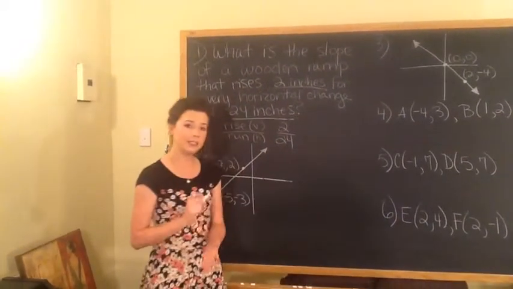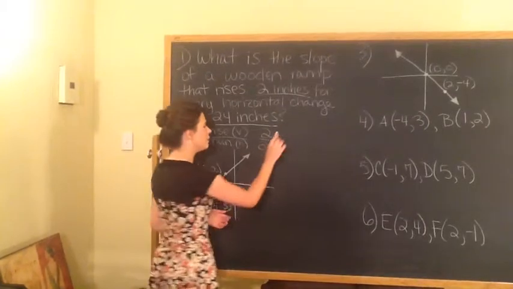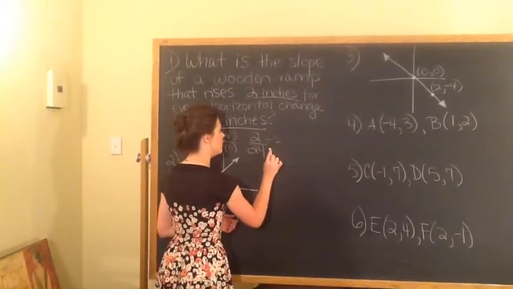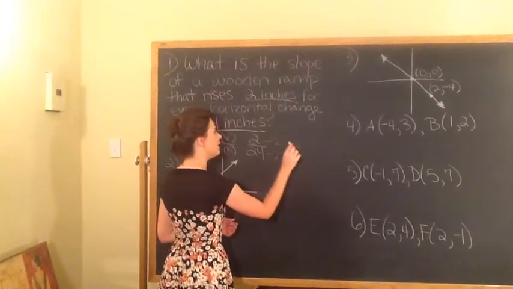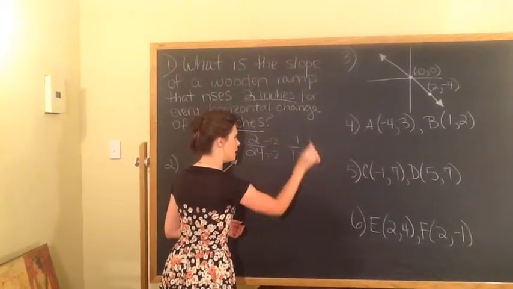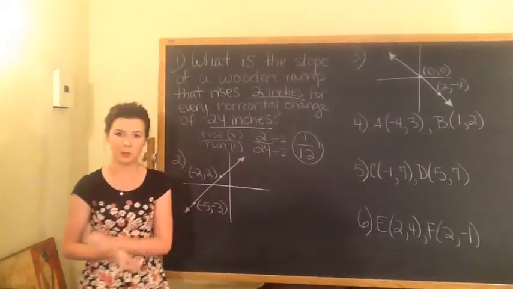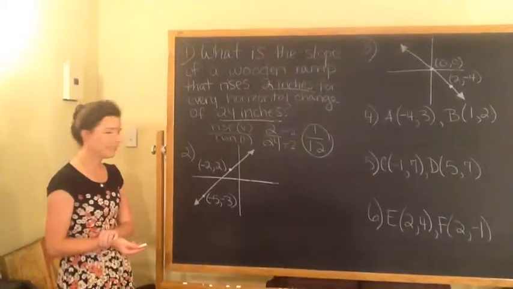But you're not done until you've completely simplified. So let's go ahead and divide out a 2 for both the numerator and the denominator, and we're going to have 1/12. That is going to be your slope of example number 1. All right, let's look at example number 2.